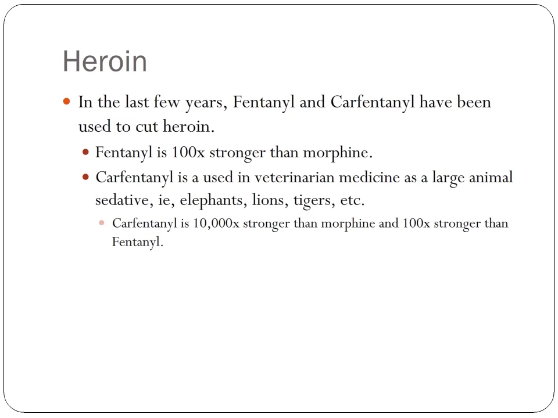In the last few years, however, we've seen fentanyl and carfentanil being used to cut heroin, and this is extremely dangerous, both for the user and for the first responder as well. Fentanyl is 100 times stronger than morphine. Carfentanil is used in veterinary medicine as a large animal sedative, and it's used on animals such as elephants, lions, tigers, and those sorts of large animals. Carfentanil is 10,000 times stronger than morphine and 100 times stronger than fentanyl.